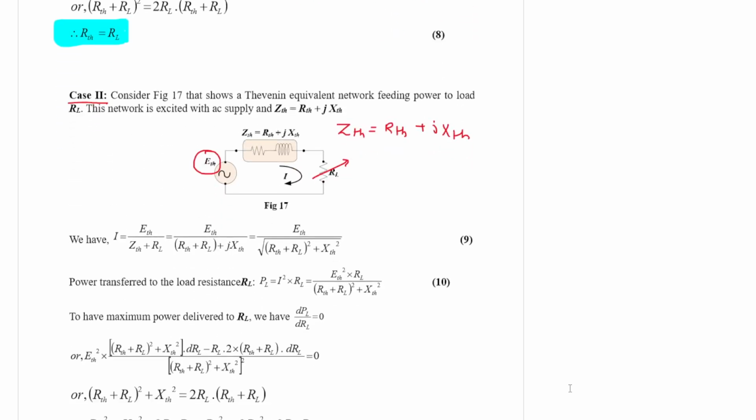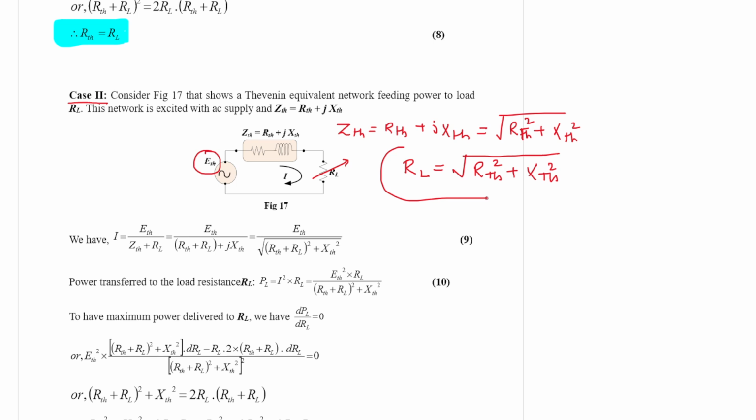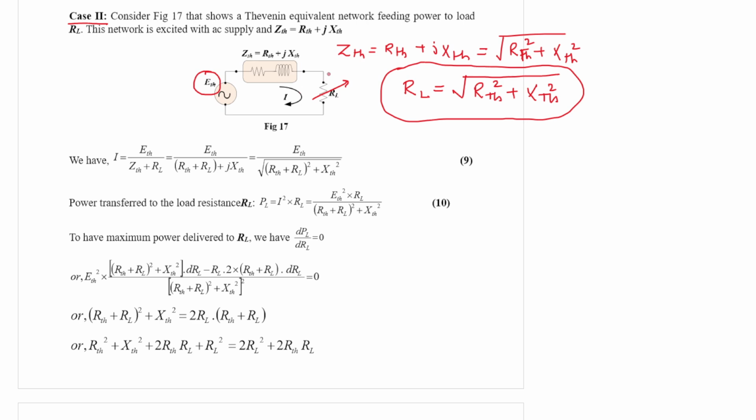What is ZTH? ZTH is nothing but the square root of RTH square plus XTH square. So when RL becomes the square root of RTH whole square plus XTH whole square, under this condition maximum power will flow from the AC source to the resistive load. Now what is the proof?